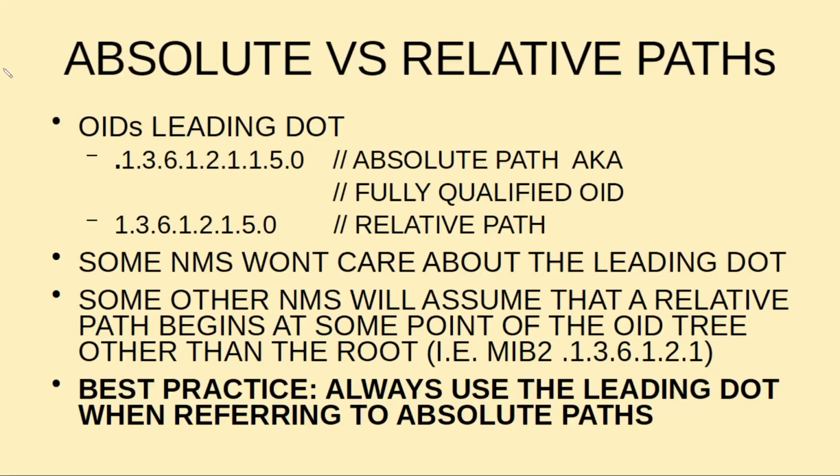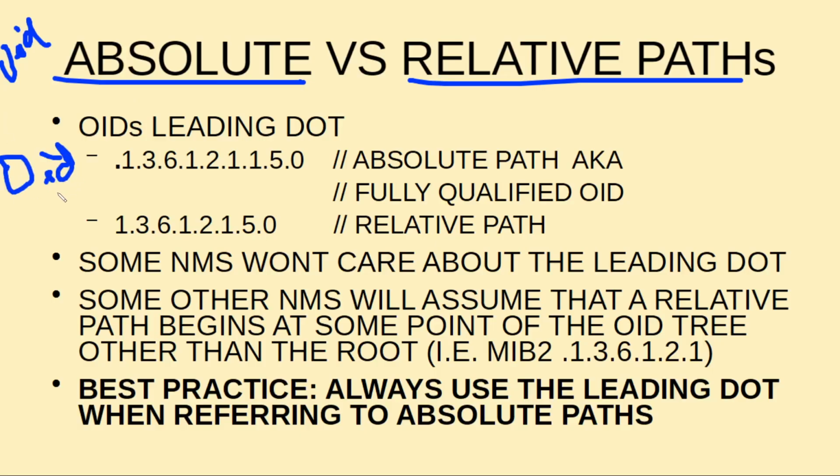Let's talk now about object IDs, absolute and relative paths. If when referring to an object ID we include a leading dot, that means that we are defining an absolute path, also known as a fully qualified object ID. Otherwise, if this leading dot is missing, we are talking about a relative path.